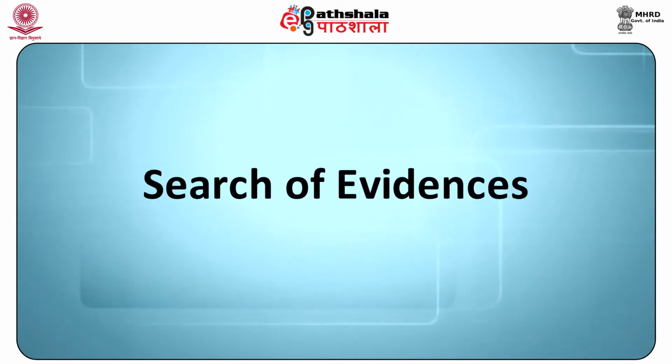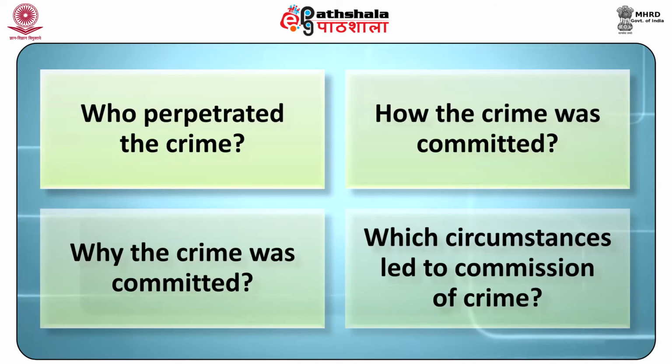Now, let us move to the search for evidence. Searching and collection of evidence at the crime scene are the backbone of any criminal investigation. The primary purpose of a crime scene search is to find associated evidence to develop a link between a suspect and the victim, and with each other and with the scene of the crime, and to become capable of answering crucial questions like: who perpetrated the crime, how the crime was committed, why the crime was committed, and which circumstances led to the commission of the crime.